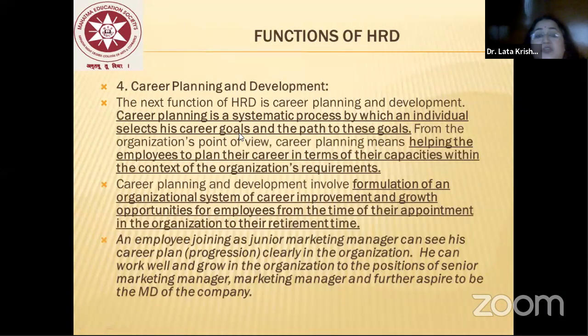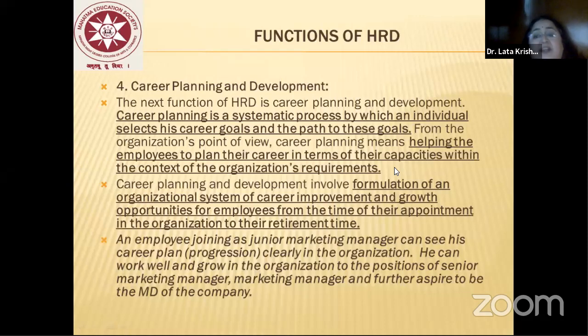systematic process by which an individual selects his career goals and the path to these goals. So when he is entering the business organization, he may say that I want to be in this position for 3 years, and after 3 years, I want to be promoted to that level. Of course, he will be promoted only if he works hard and only if he performs well. When will he perform well? Only if he has the skills and knowledge to perform. And this happens only through human resource development.